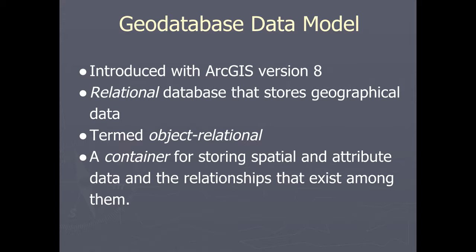It was introduced in ArcGIS at version 8, early 2000s. This is where we start storing geographic data in an actual relational database. We termed it object relational because it also stores things like relationships between features. So the geodatabase or geographic database is a container for storing our spatial and attribute data as well as the relationships that exist among them.